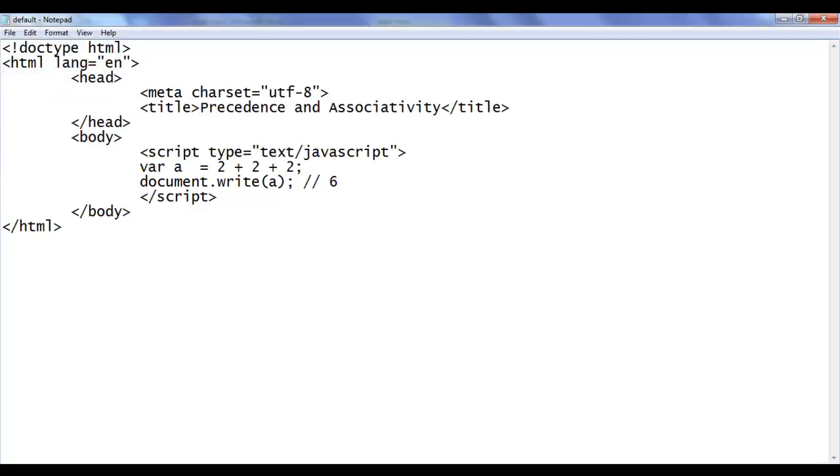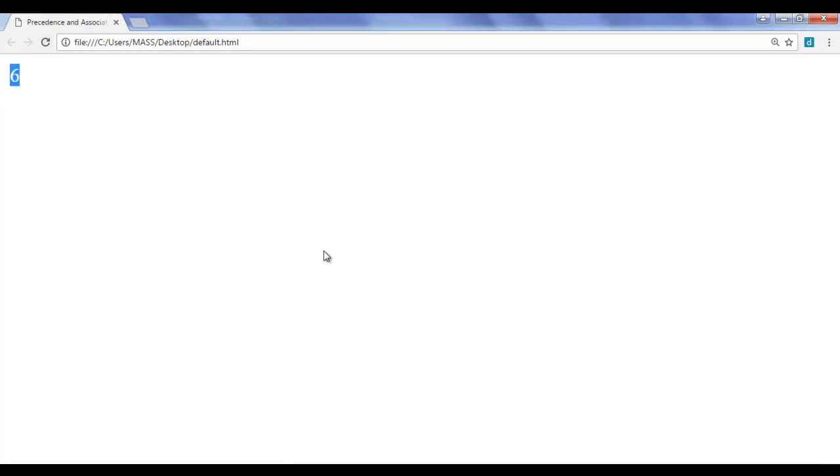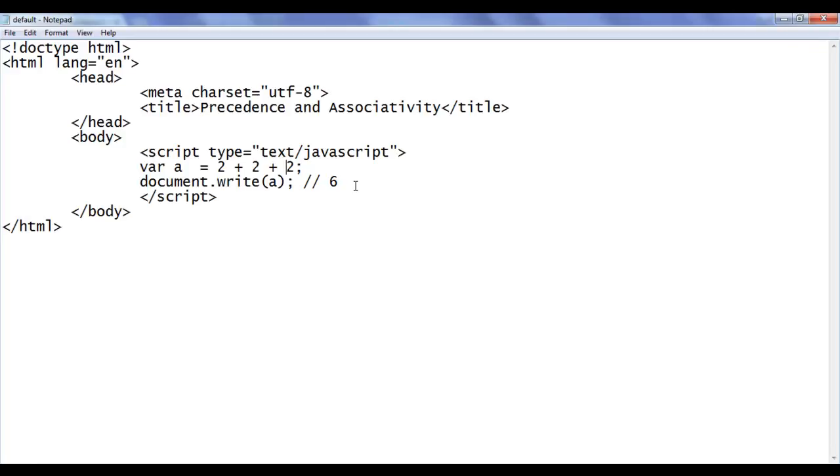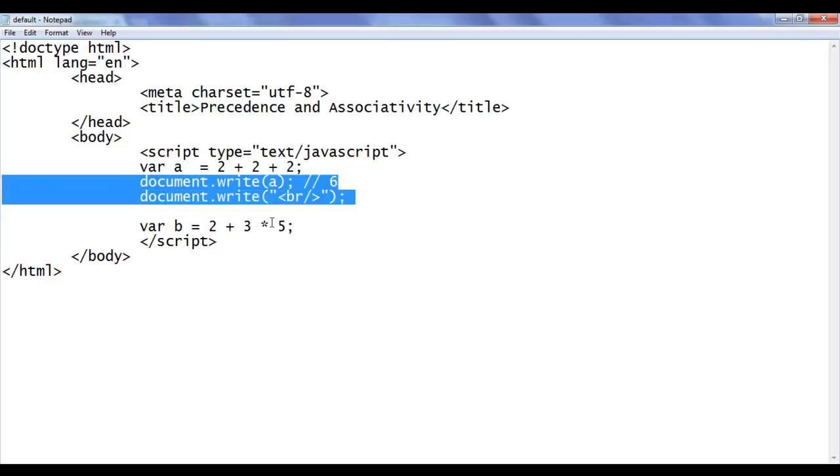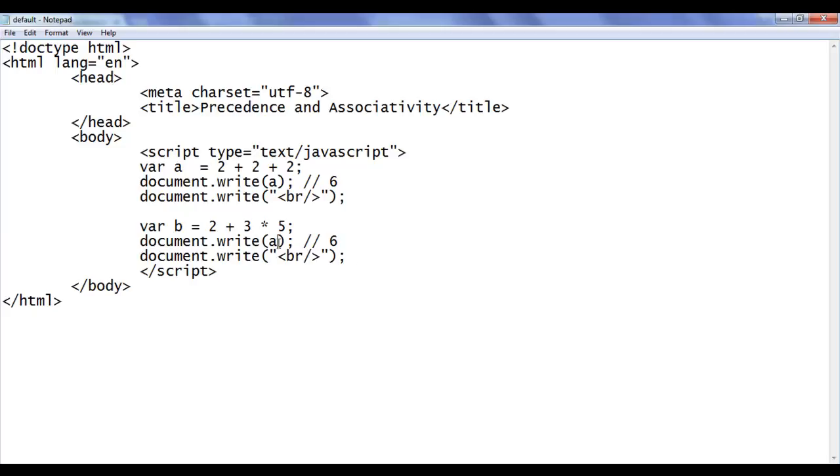File, save, go to browser and refresh. We got the output 6. Let's see more examples. Okay, I'm going to copy this line of code, paste down here. I add the break tag so that the browser moves the cursor to the next line. Then I create one more variable, var b is equal to, this time I write 2 plus 3 multiplied by 5 semicolon. Then I'm going to copy these two lines of code, paste down here, display the value of b.